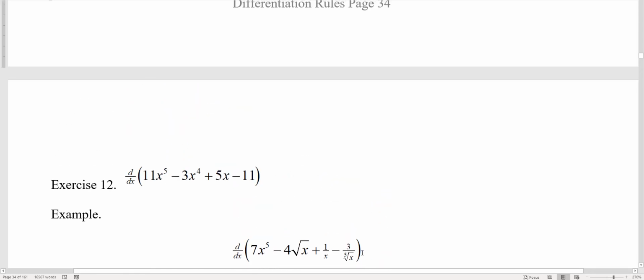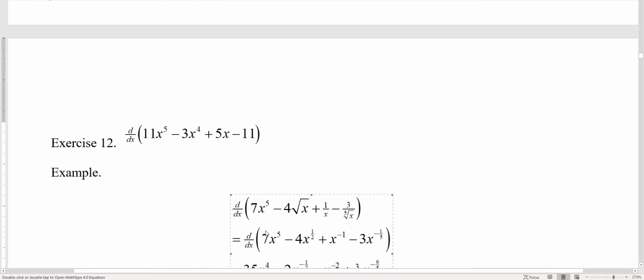Now, here's another one. Oh, wait a minute. This looks a whole lot harder. Well, it's not a whole lot harder. It looks nastier, but really it's still just a sum of power functions. The trick is you do have to remember some of the properties of exponents.